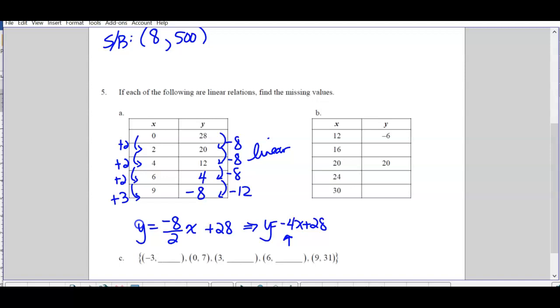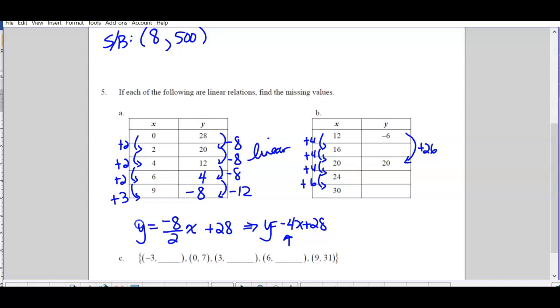Okay? So again, you've probably done a little bit of that in junior high, but we're going to do a lot more this year. Next one, this is up 4, up 4, up 4, up 6. Okay? So take a look. We can't see the pattern there. So it does say, so if each of the following are linear relations, so we have to assume that they are linear. So now here, what's happening? To go from the first row to the third, we're going up by 26. Okay? And these are all constant increases in x by 4.